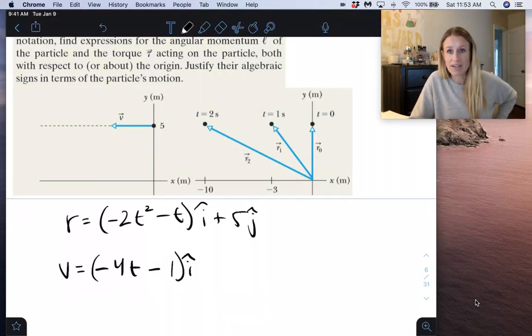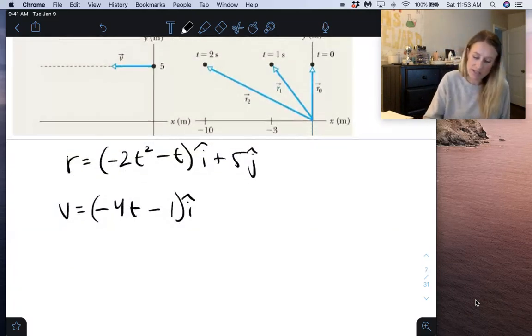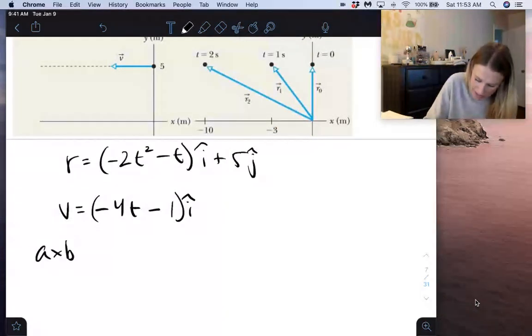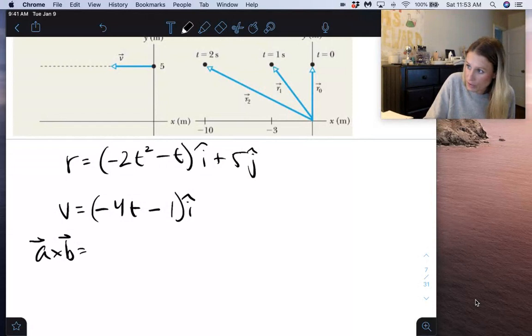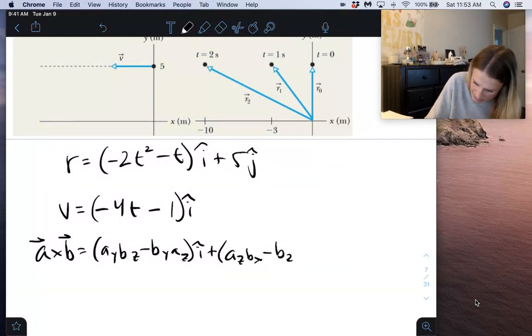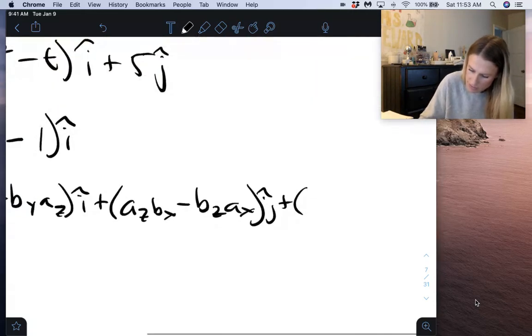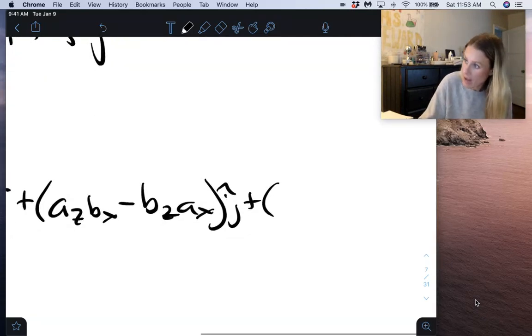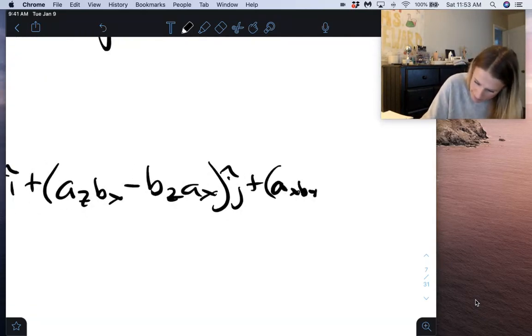Now, here we have a cross product. Remember that crazy equation that we learned when we learned about cross product, we're actually going to be using that again. That equation was A cross B equals (Ay Bz minus By Az) i hat plus (Az Bx minus Bz Ax) j hat plus (Ax By minus Bx Ay) k hat.